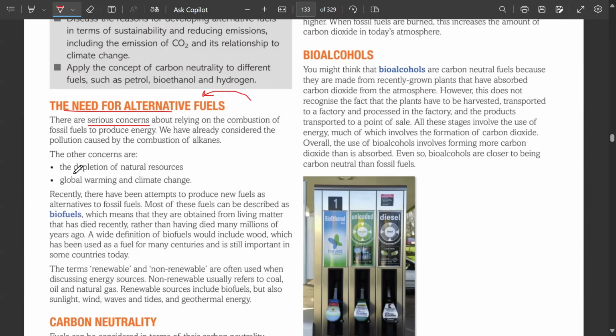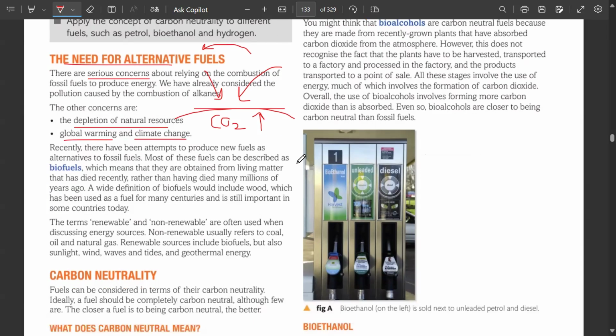The other concerns are the depletion of natural resources, global warming, climate change. Global warming भी तो हो रही है, आपके पास carbon dioxide emissions बढ़ते जा रहे हैं. And when they increase, they are going to trap the UV rays and make the earth hotter. Every year temperature is rising. Every year the summers are getting hotter and hotter. ठीक है, first June used to be the hottest month of the year. Now you have April, May, June, July, August as the hottest months of the year.